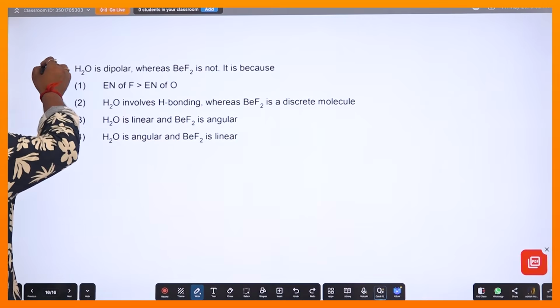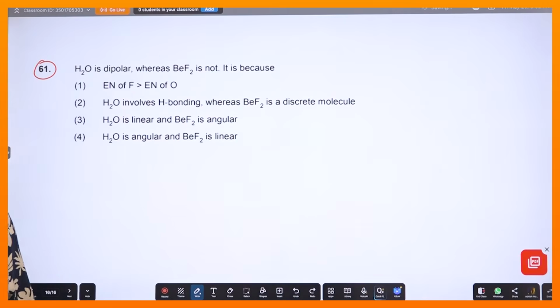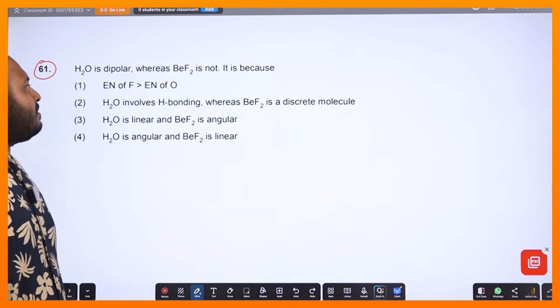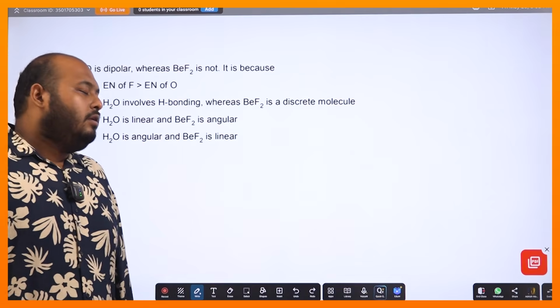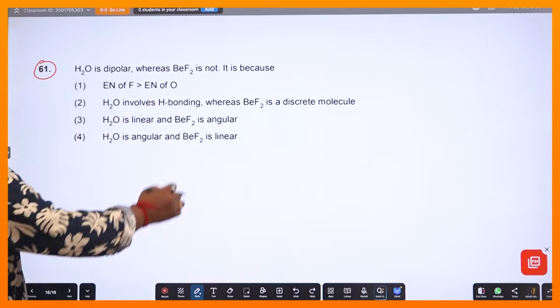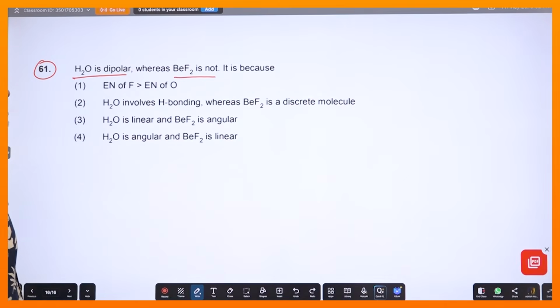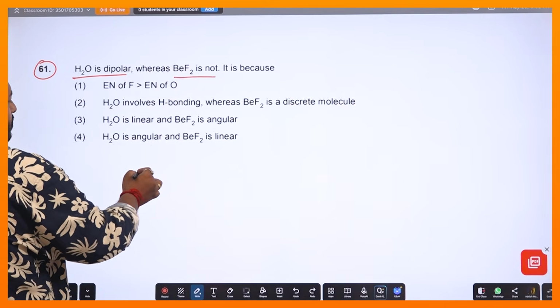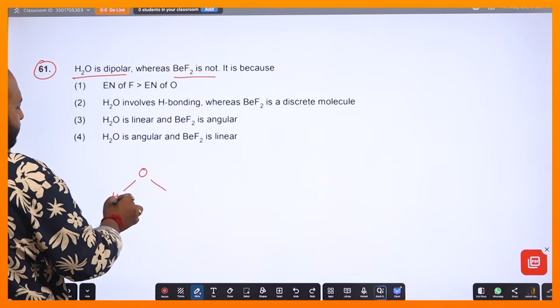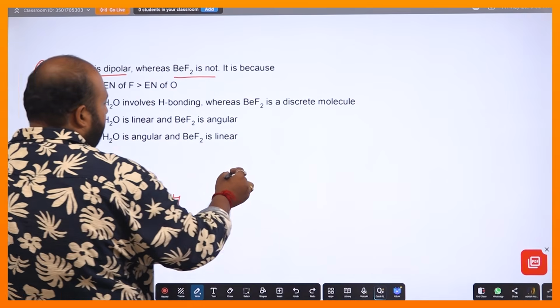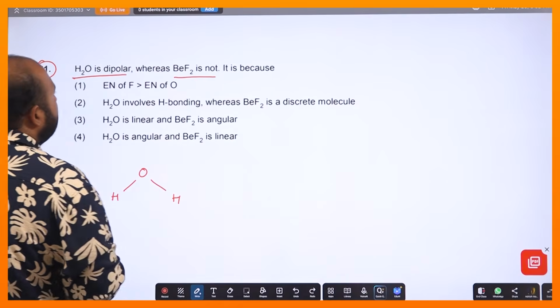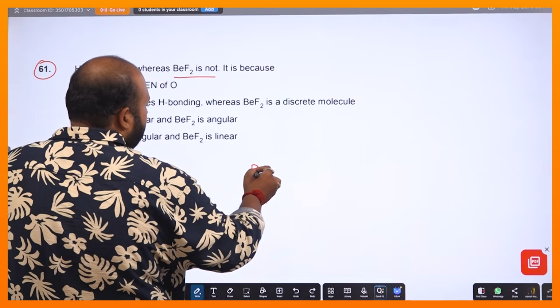Let us come to question number 61. H2O is dipolar whereas BeF2 is not. So both molecules have some kind of bond dipole moment, but not the net one for BeF2.